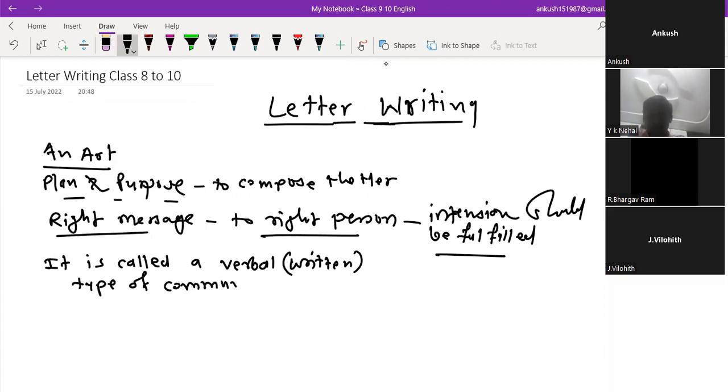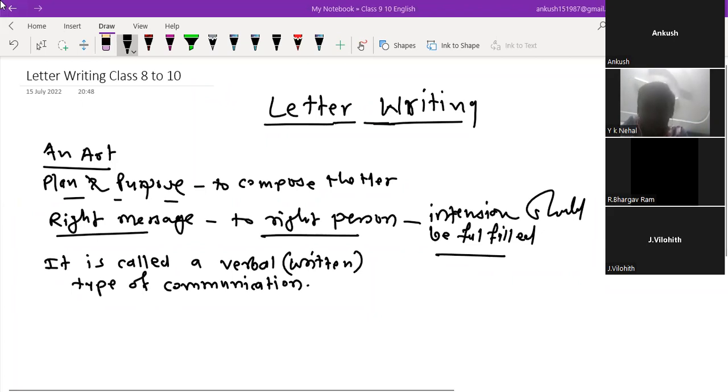Excuse me, sir. Actually, I joined just now. Can I know what we are discussing? Who is this? Aisha. Aisha, we have just started with letter writing. We have started only 5 minutes ago with the topic. We are studying what letter writing is, what its composition is and everything. What should we do while writing the letter?